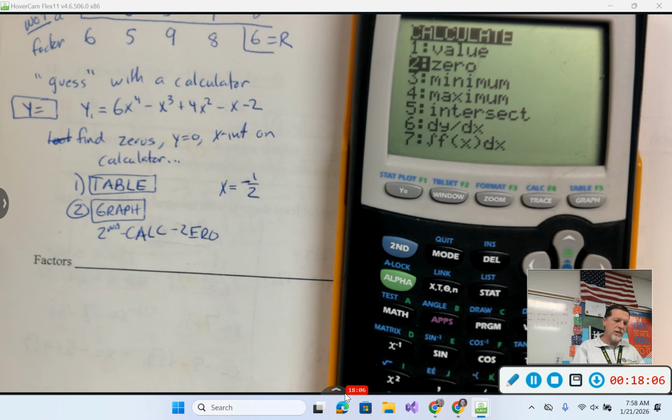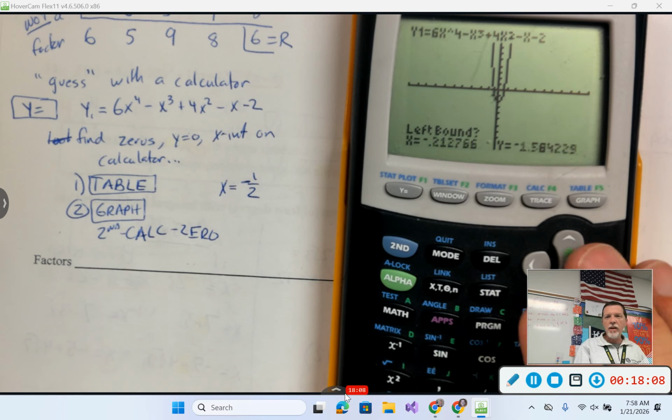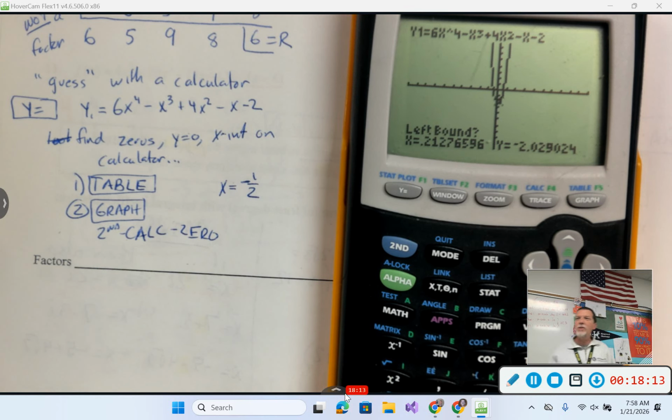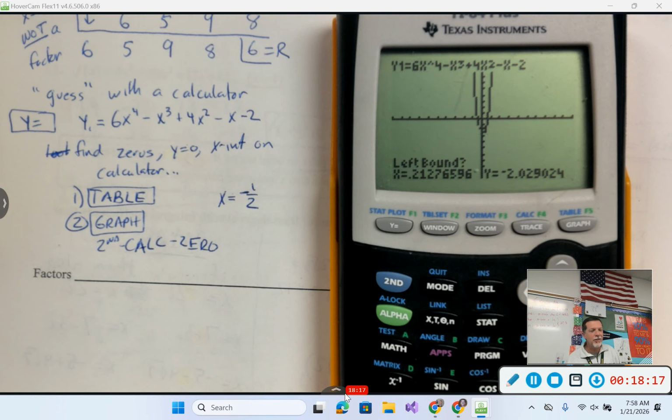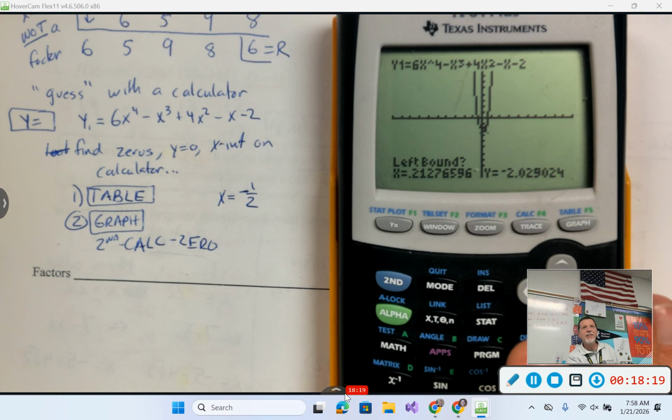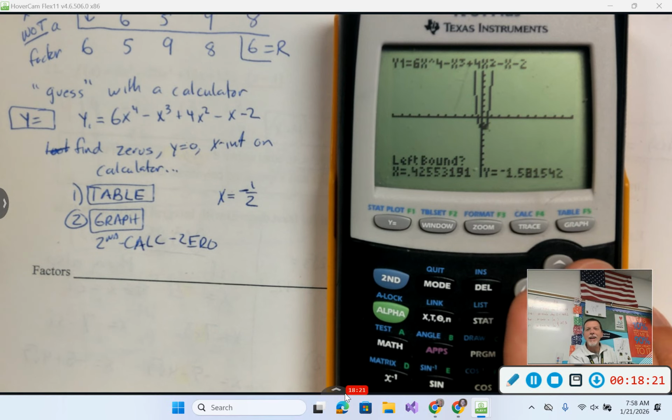Second calc 0. Left bound means get to the left of the 0. Hayden, you with us? You should be doing this because you're going to have to do this later. And I'm not going to answer your question on the test. How do I do this? I'm going to say do it like we did in class, knowing full well you didn't do it in class.